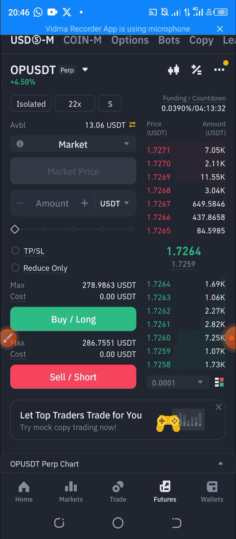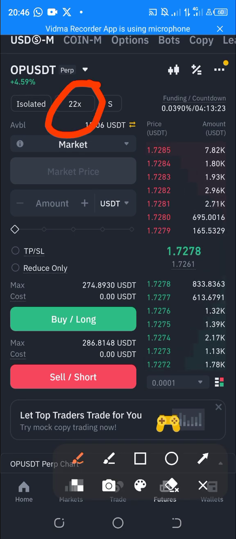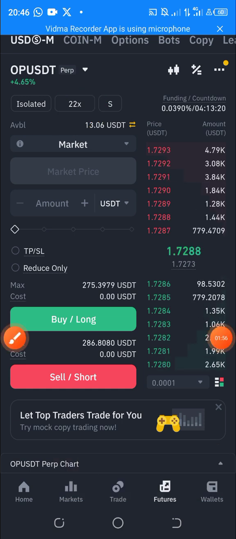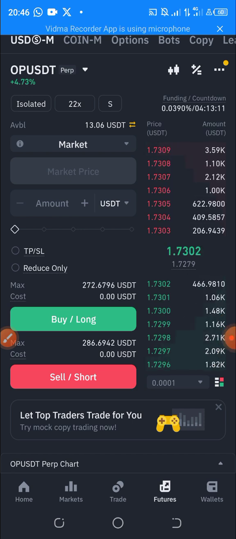You can see isolated here, and this thing you see here is called margin. This margin means that in futures trading you want to borrow money that you don't have from the exchange. Let's say I want to enter a trade with $50 and I only have $5 in my account. For me to get $50, I have to multiply my $5 by 10.